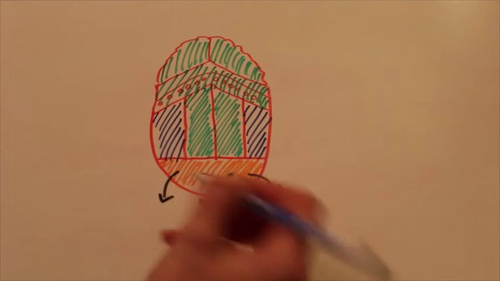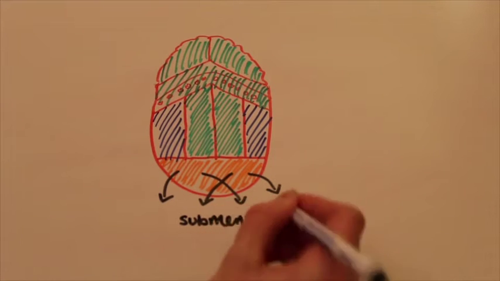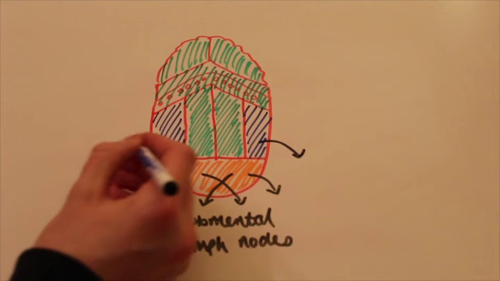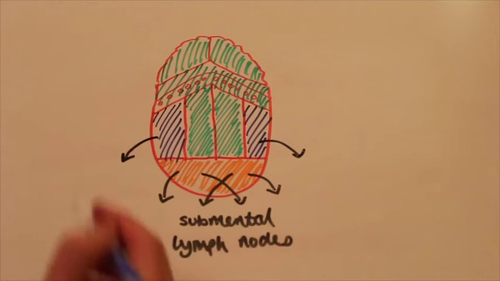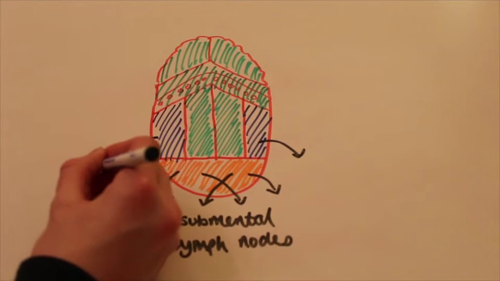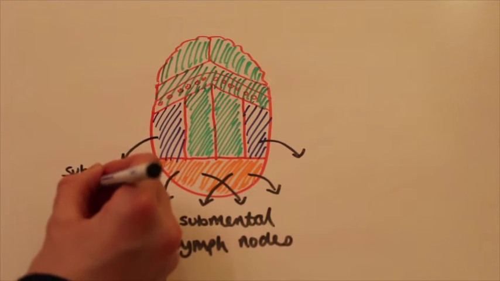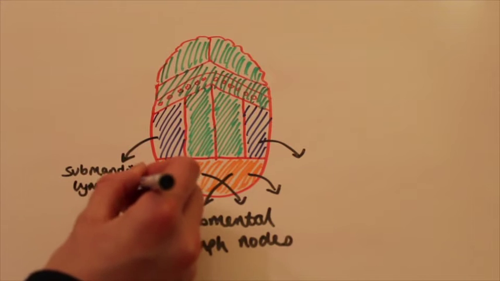The medial section of the apex of the tongue drains bilaterally, which means it goes to the opposite side. Lymph from the right and left lateral parts of the body drains to the submandibular lymph nodes on the ipsilateral side. Ipsilateral just means the same side.